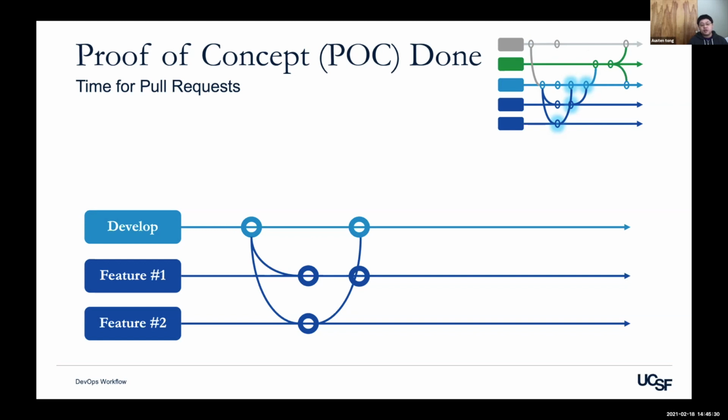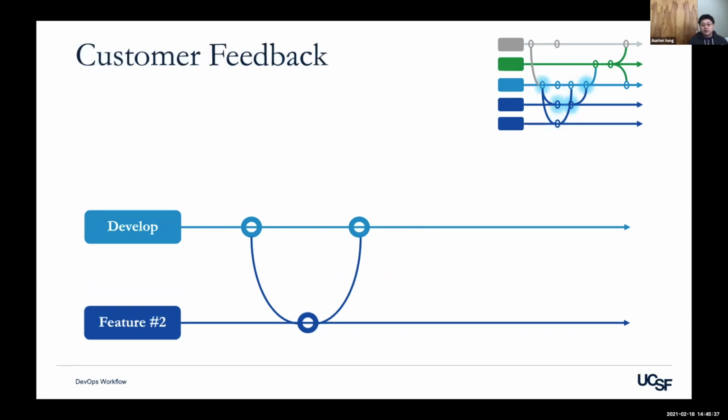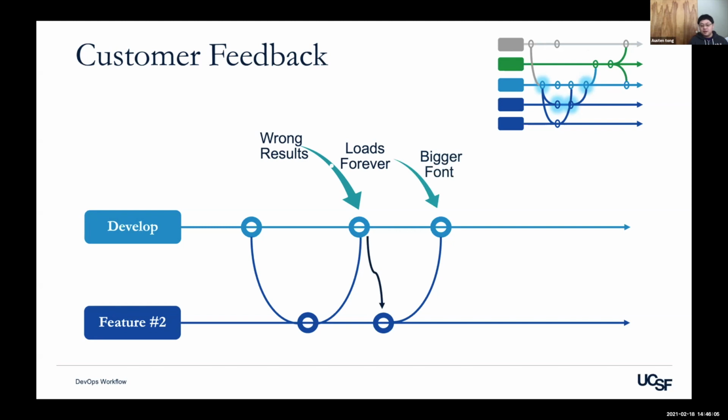And then at that point, you would want to merge it back into the development branch. What that does is, on the development branch, is the point where we start looking for feedback. We present this to the customer, and then they say, oh, we have the wrong results. It takes forever to load. And then you take it back and you make more commits into feature. And then once that's done, you merge it back into the development branch and then get more feedback.